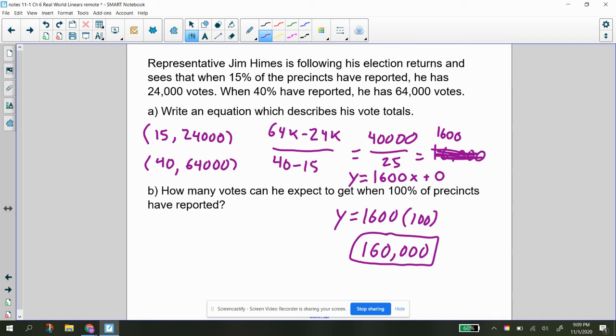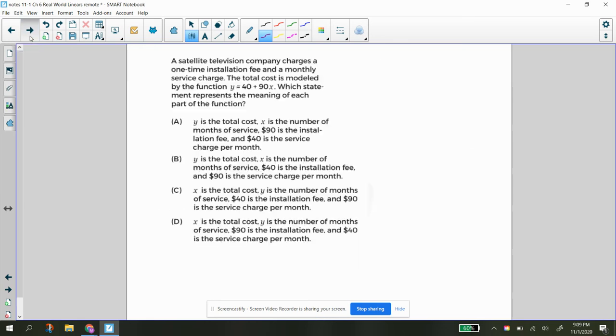If our y-intercept wasn't 0, we could have plugged in either one of these points and actually solved for our b, but this time it was pretty easy. I just had a couple more multiple choice questions for you to practice on. If you take a test like the SAT or the ACT, they might ask you to do something like this. So pause the video now, read this, and I'll come back and tell you what the right answer is.